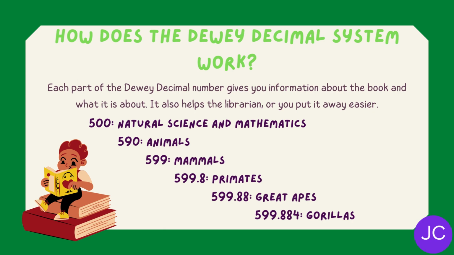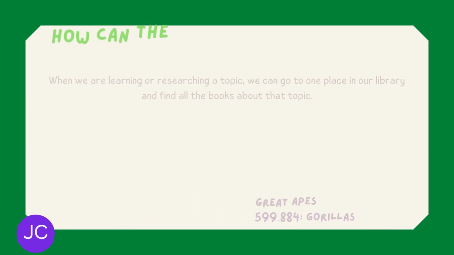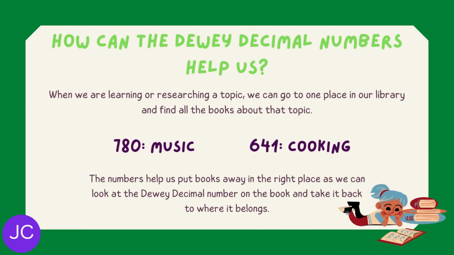So as you can see on this illustration, you will see the number 500 in the Dewey Decimal Classification. It is divided into subtopics such as animals under 590, mammals under 599, and other topics. When we are learning or researching a topic, we can go to one place in our library and find all the books about that topic.